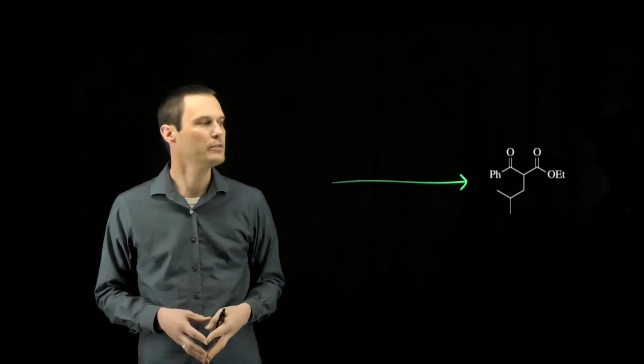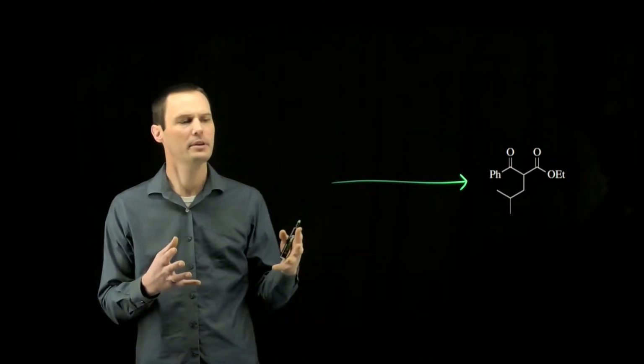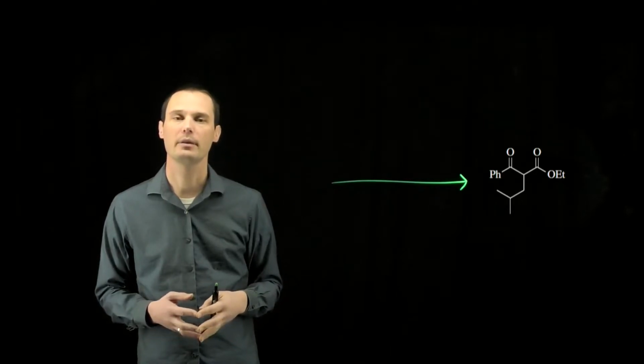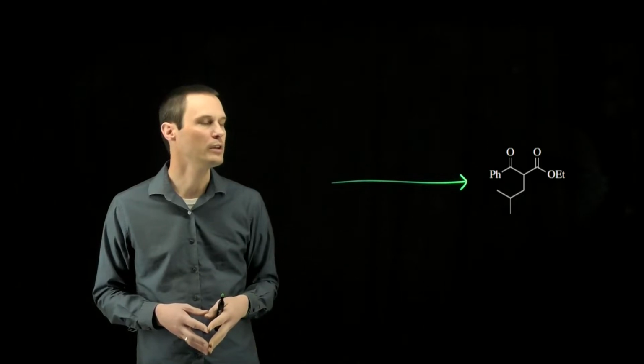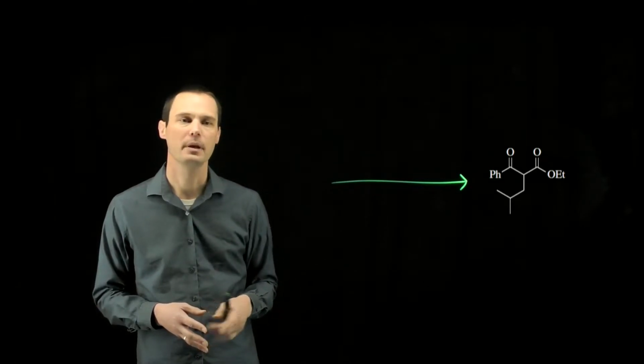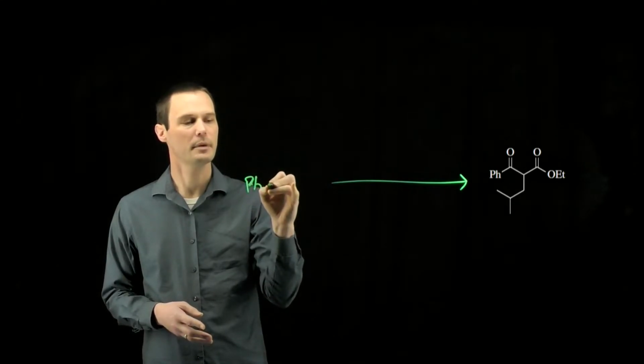So I need to make an enolate from the right half of this molecule. But I can't have that be my starting material because it will react with another molecule of itself in a Claisen dimerization reaction before I get a chance to do the cross-Claisen reaction. So I'm going to want to start with the ester from the right side of this molecule.